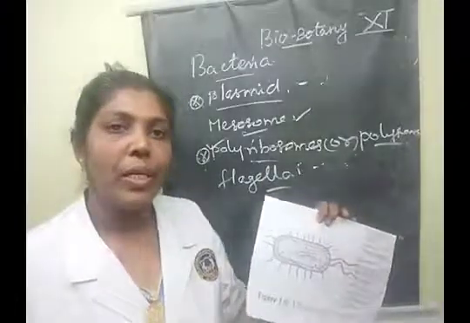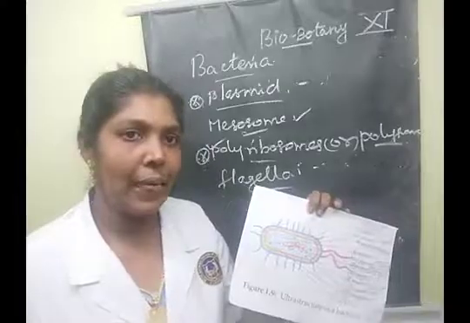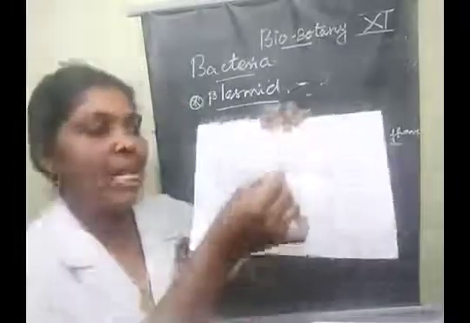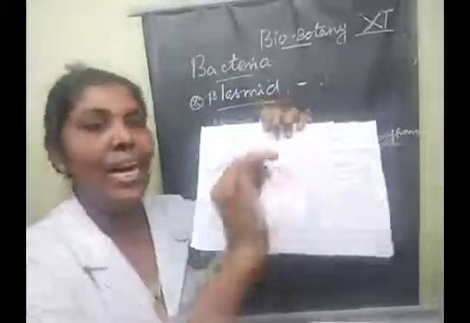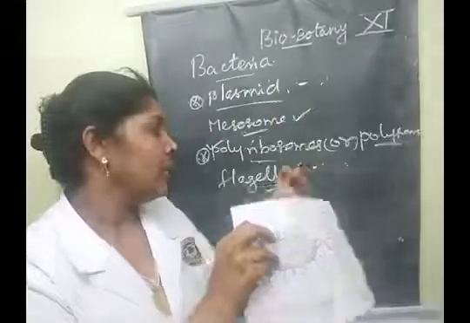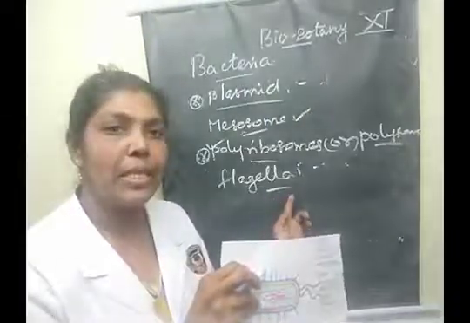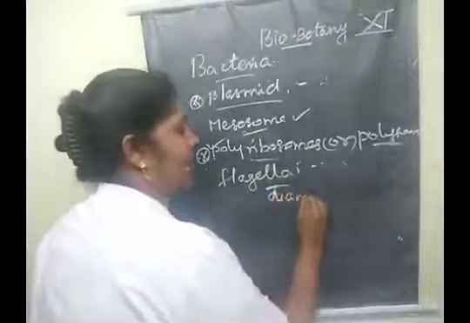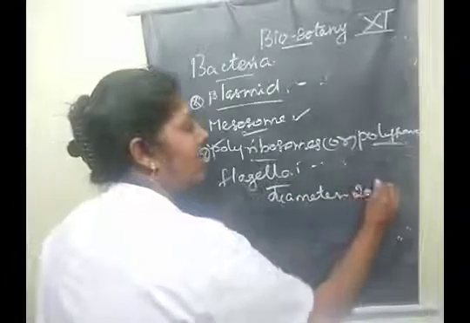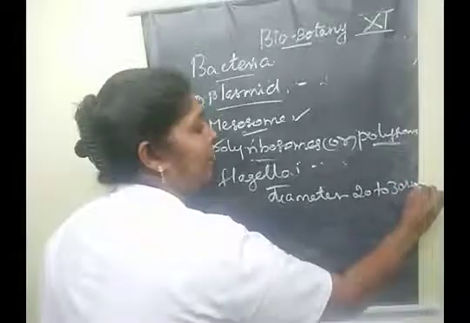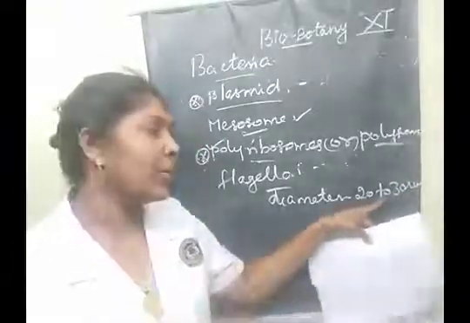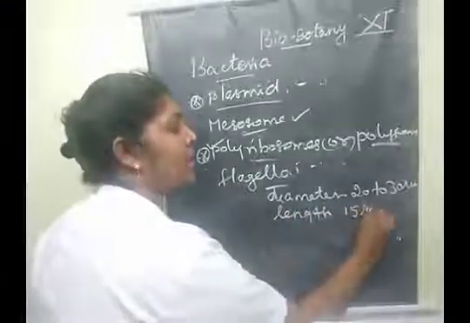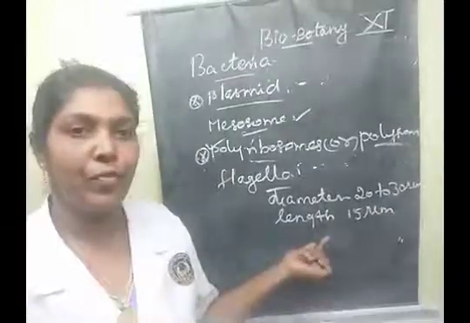Clear, children? Some motile types of bacterial cells. Very good. The hair-like projections that emerge from the cell wall region, varying in length, are called the flagellum. Clear? Say yes or no. This flagellum is measured: the diameter is about 20 to 30 μm, and the length is about 50 μm.